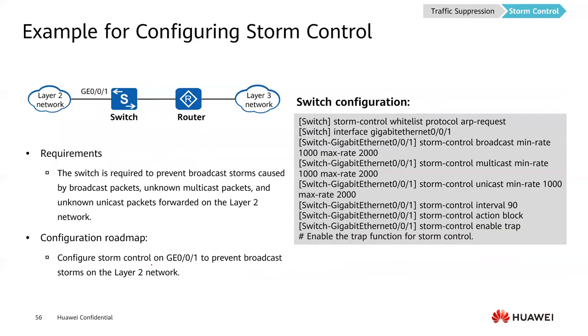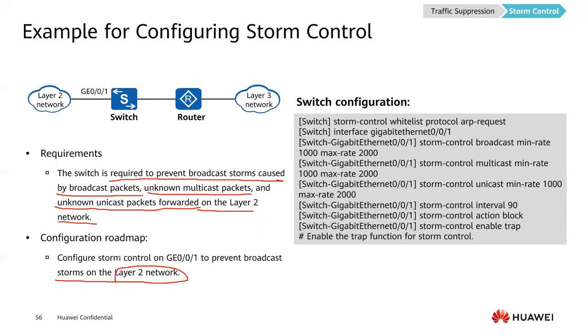Now let's look at the example. You will find it is the same topology, so we just need to do the configuration on GigabitEthernet 0/0/1. The requirement is that the switch is required to prevent broadcast storms caused by broadcast packets, unknown multicast packets and unknown unicast packets forwarded on the layer 2 network. So the configuration roadmap is to configure storm control on GigabitEthernet 0/0/1 to prevent broadcast storms on the layer 2 network.